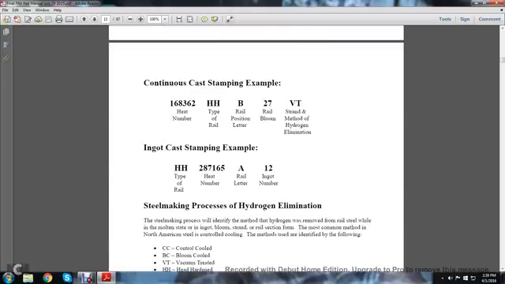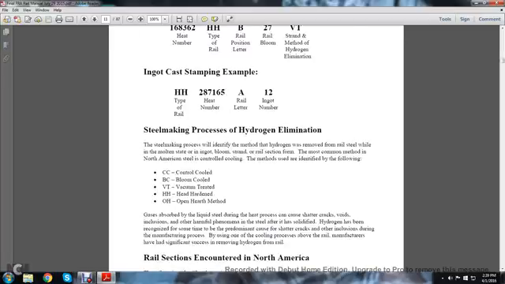Continuous cast stamps, for example. First shows the heat number, the rail position letter, the rail bloom and the strand, and the method of hydrogen elimination. In the ingot stamping, you have the type of rail, the heat number, and the rail position letter in ingot stamping.